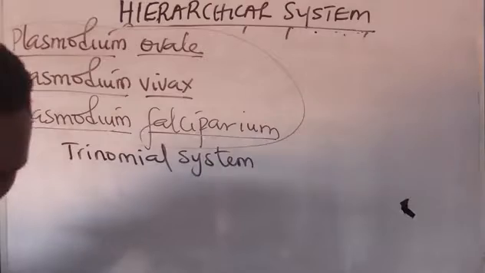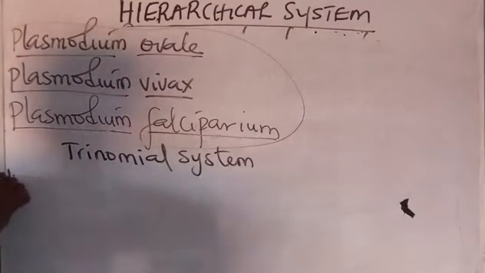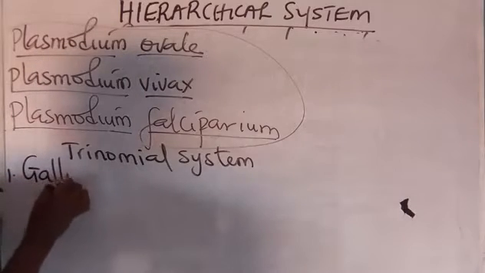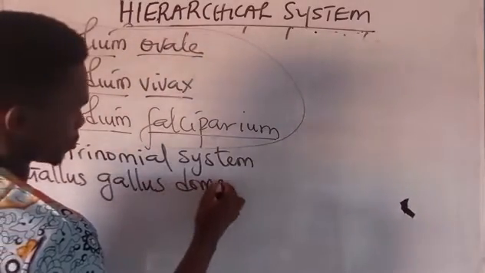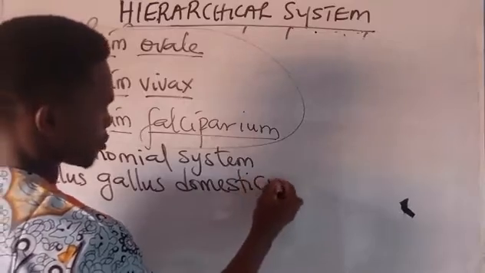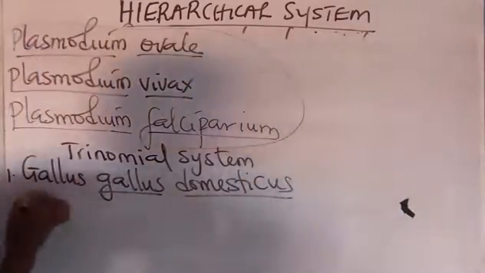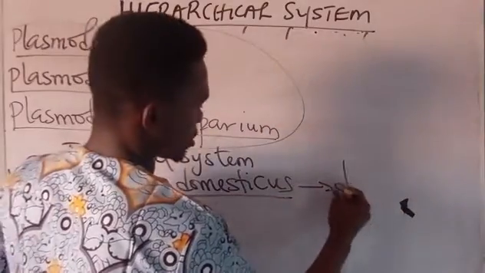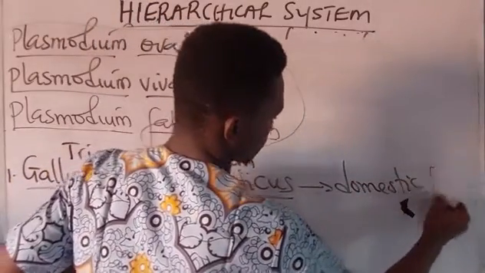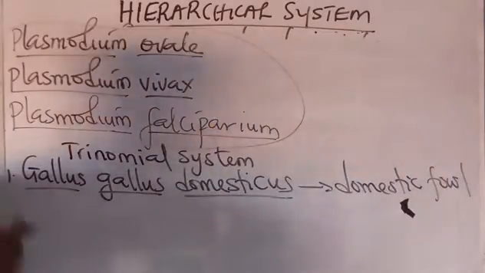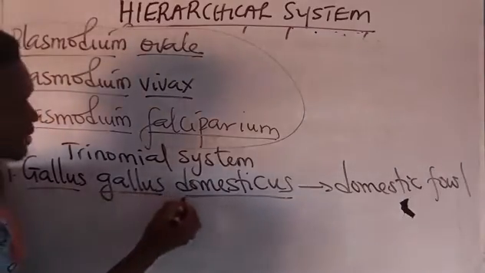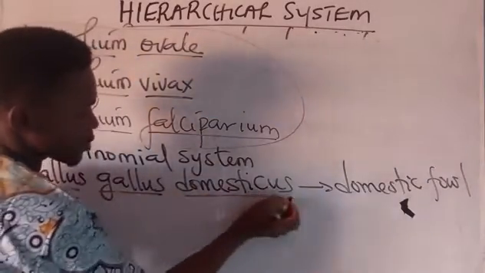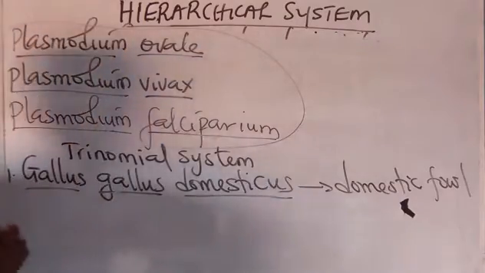So for example, you have Gallus gallus domesticus. Now this is the domestic fowl. This is the trinomial system of nomenclature. This is a general name, this is a specific name, and this is a subspecific name. Don't worry, as time goes on you will understand it better.